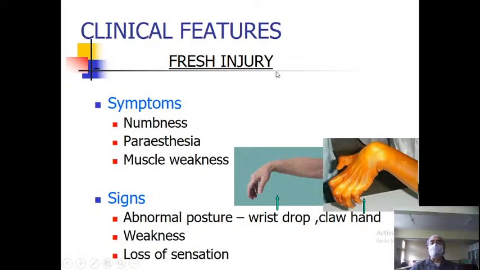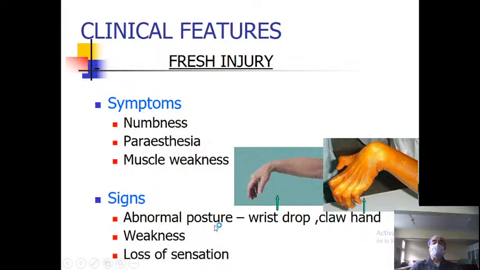Coming to the clinical features, if it is a fresh injury, then the patient may complain of some numbness and paresthesia. That means he will feel it differently. And if it is a complete cut, then there may be muscle weakness. Sometimes, say, this is a wrist drop, a classical wrist drop, where the patient is unable to extend the wrist and the fingers. So this indicates injury to the radial nerve in its course.